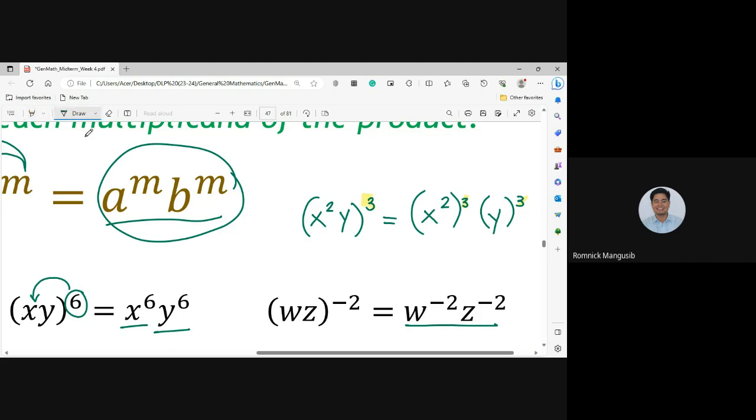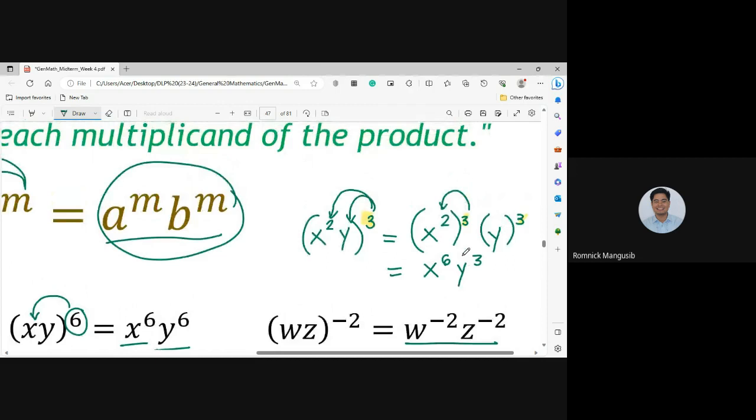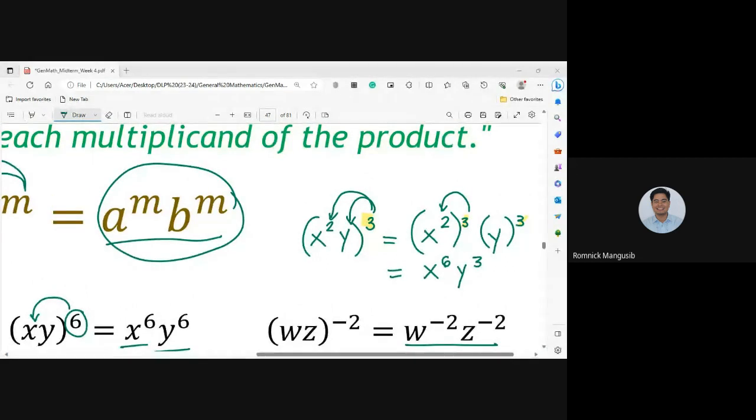Now, you'll see that you can apply the rule because 3 times 2 is 6. So we have x raised to 6, and the other one is just y cubed. In other words, 3 times 2 is 6, so you have x raised to 6, and 3 times 1 is 3, that gives you y cubed. Okay? Because the example I gave here does not have anything like that, you might look for it.